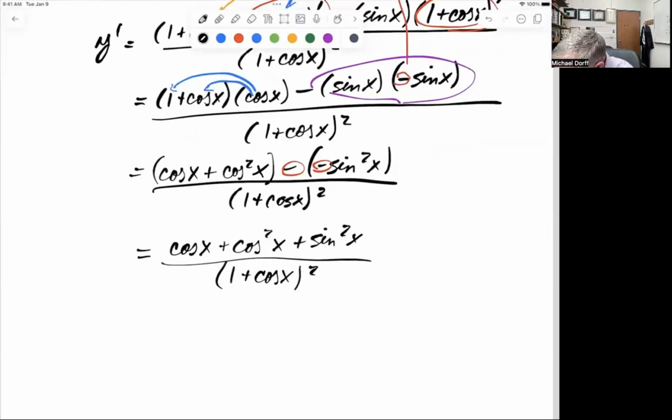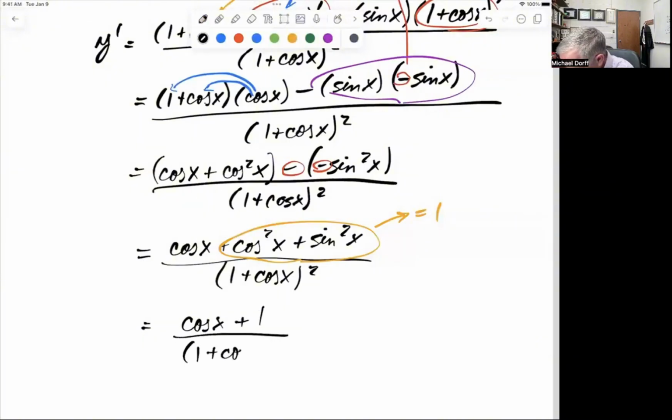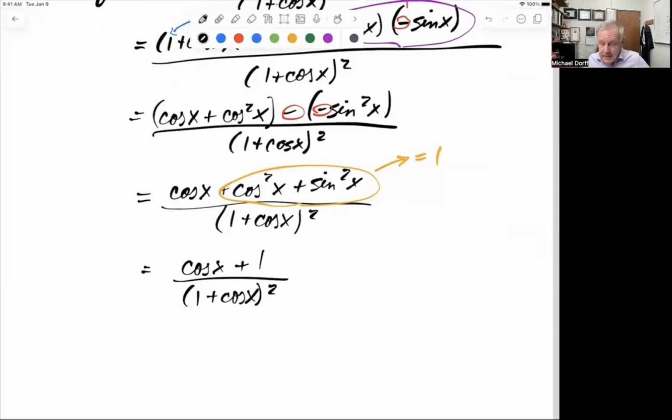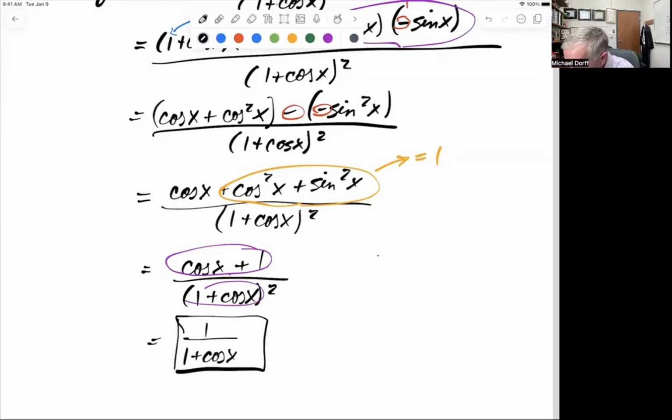But here's where you remember one of the most important trig identities. What is cosine squared x plus sine squared x? Well, that equals 1. So we're going to put that in here, and we get cosine x plus 1 over 1 plus cosine x squared. And now some of you may say, oh, I'm already done now. But you're not, because what's in the numerator is the same thing that's what's in the denominator squared. So we have what's in the numerator is of course this, but that's the same as this. So we can reduce those out and get just 1 over 1 plus cosine x. And that's the final answer there for that one.